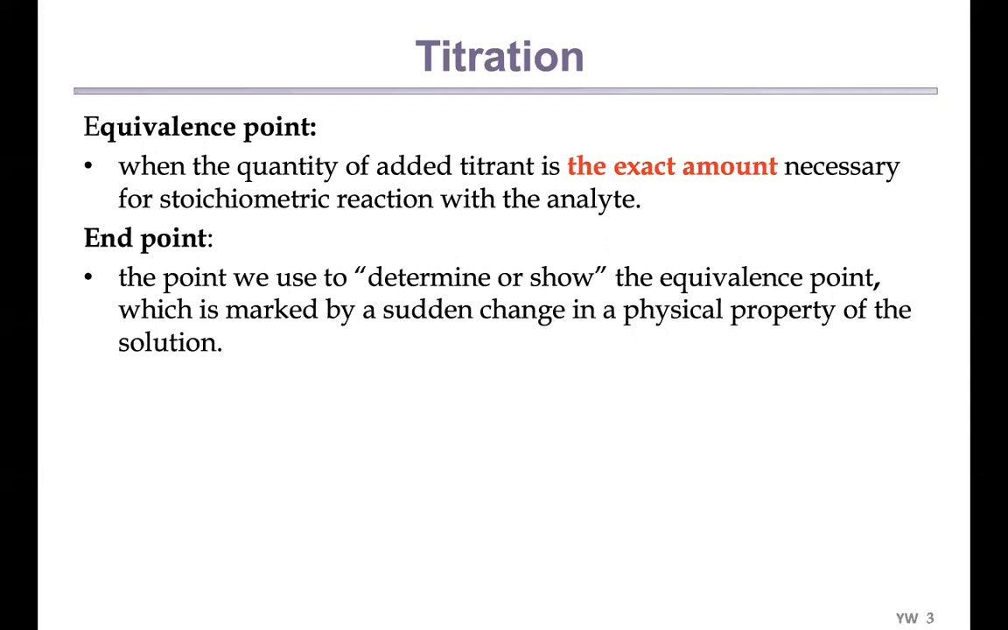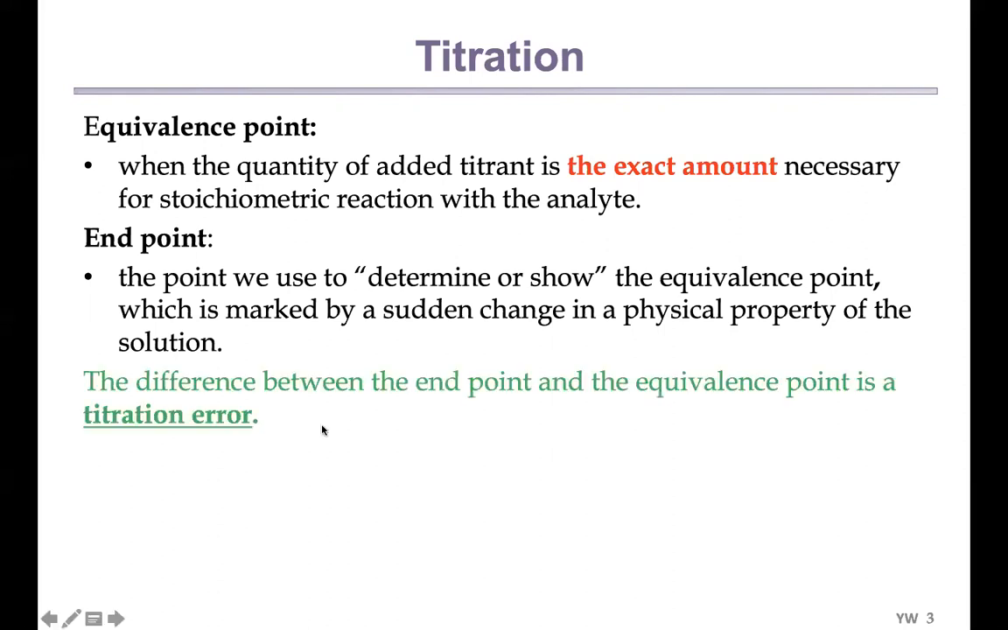Now, we say that from 7 and 7.2, there is a 0.2 difference, right? And the difference between the endpoint and the equivalence point is called a titration error. Now, my question for you guys is, this type of error, is it a systematic error or a random error? A random error? Why do you think it's a random error? Because it's based on the measurements and also how accurate the indicator is.